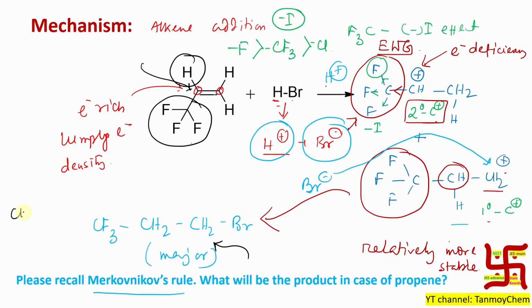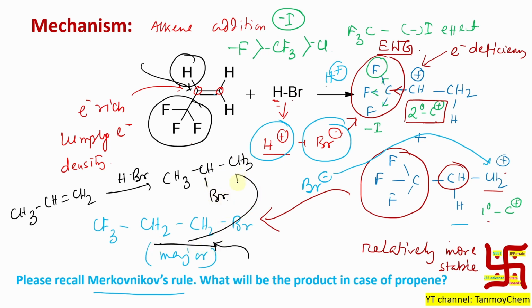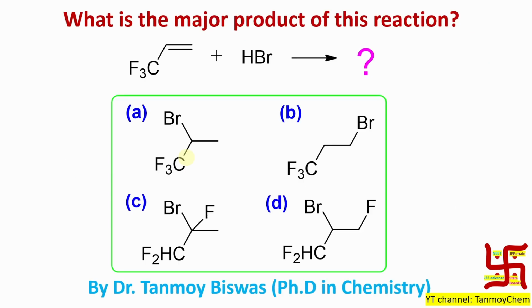By the way, if you take propene as a comparison and do the same reaction under the same conditions with HBr, what is the major product? In this case, Markovnikov's rule would have been followed. So remember, this will be the major product. This is the overall discussion. Please follow the mechanism. Do not learn the tricks blindly. Learn the mechanism, it is needed.